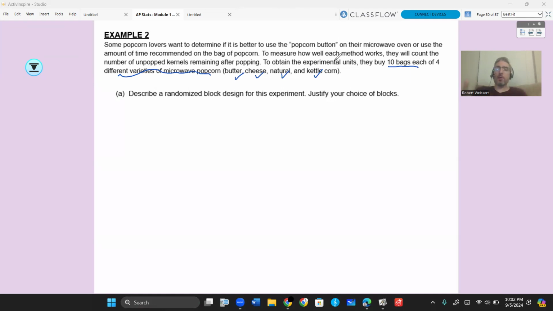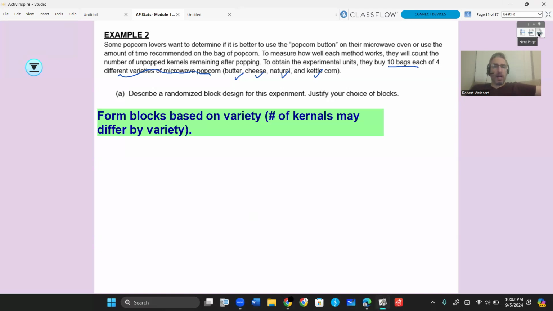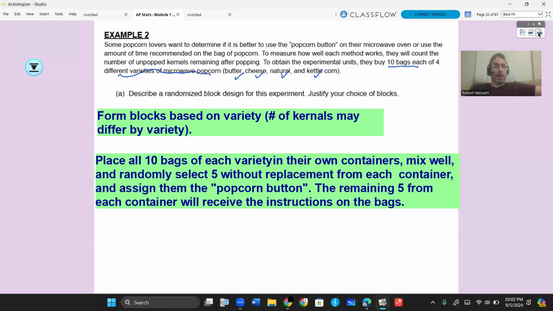Now think about it. We got 4 different types of popcorn. They all have their own thing going for them. Some might produce more popcorn kernels than others. So we might think it's best to block these by the type, right? The varieties. So what I'm going to say here is form blocks based on variety of kernels. We think they might differ by the variety. Place all 10 bags of each variety in their own containers.